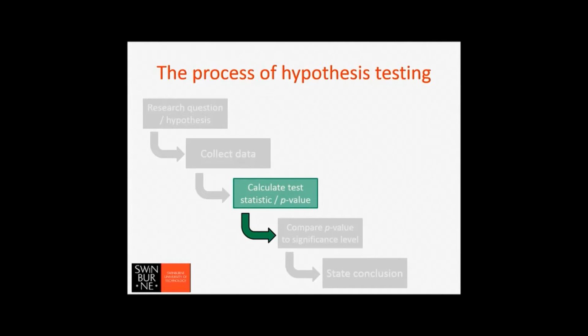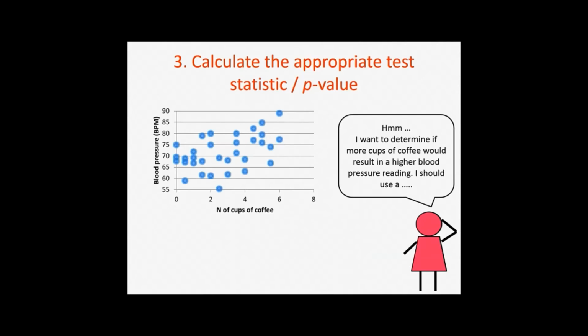Once the data is collected, we have to calculate the appropriate test statistic and the associated p-value. The problem, though, is which test would be the most appropriate to use in order to obtain this test statistic. Now, there are a lot of statistical tests out there, each one with a different use and different purpose. What we need to do is consider what type of variables we are dealing with, as well as the research design. Remember that we are looking at the relationship between number of cups of coffee consumed and blood pressure.